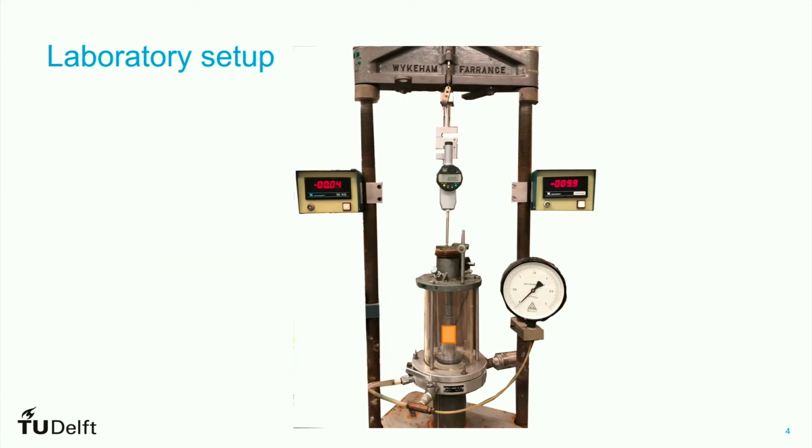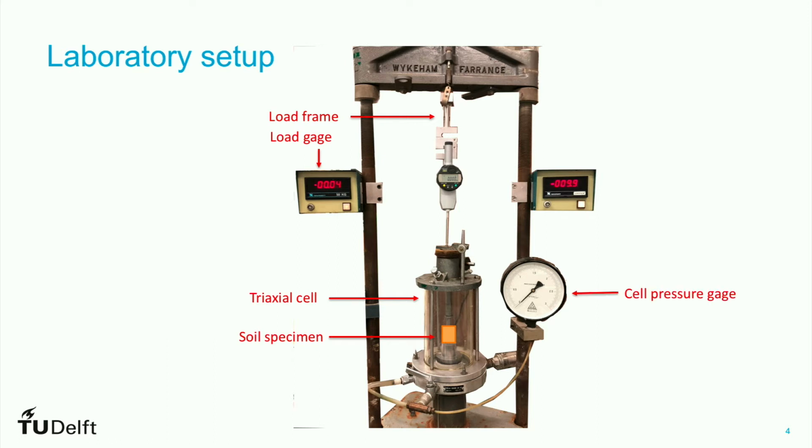Here you see a picture of the Triaxial test apparatus that we use in the lab. The soil specimen that we want to test is located in the Triaxial cell. The Triaxial cell is placed in the load frame. The applied load is measured and displayed by the load gauge. The pressure inside the Triaxial cell is measured and regulated and displayed by the cell pressure gauge. The pore pressure in the soil specimen is measured and displayed by the pore pressure gauge. Lastly, the displacement gauge shows the vertical displacement during loading.